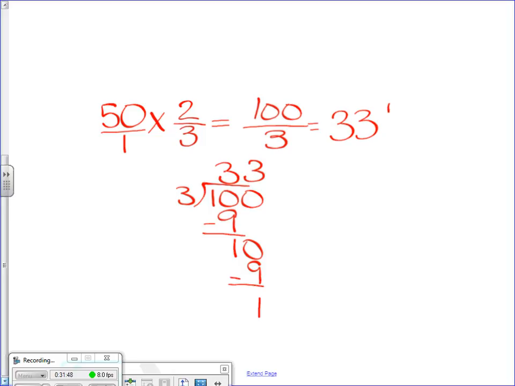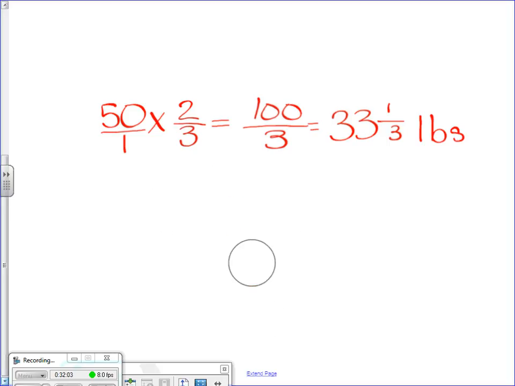That's how much he used. So he used 33 and 1/3 pounds, but there's another question. How much do we have left? Two questions should have two answers. How many pounds did he have left?